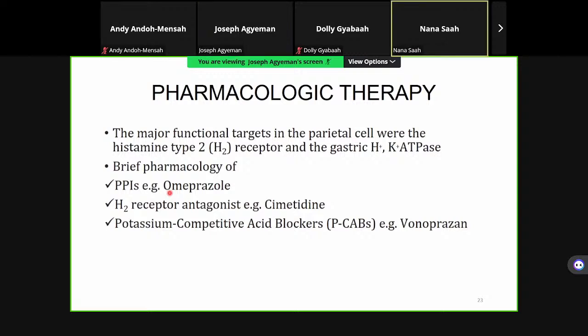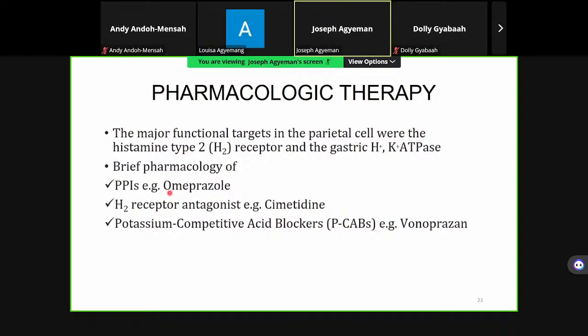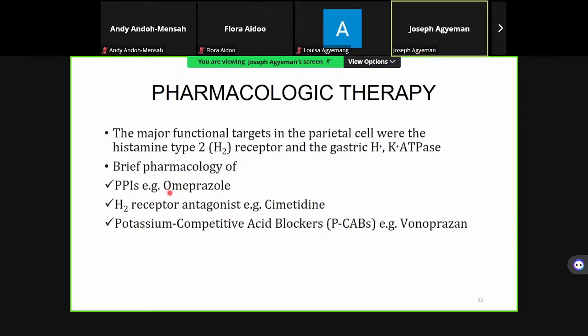Yes, please. Okay. In addition to this, within the class itself, you realize that some members are better than others within the PPI class itself. As a class, they've beaten the H2 receptor antagonists. But within the class too, there are masters. For example, omeprazole comes in the form of a racemic mixture. It's a racemate where you have R and S isomers.